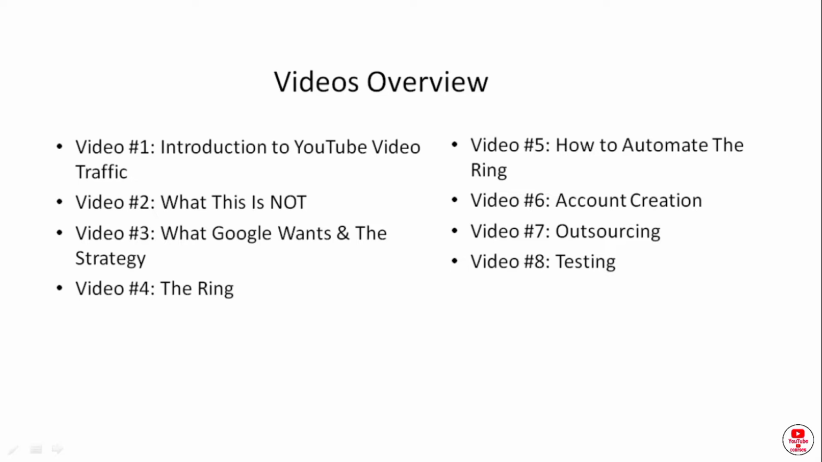Video number 3, we'll talk about what Google wants and the strategy. And then of course we'll dive into the strategy in video number 4, which is the ring. And we'll talk about how to automate the ring in video number 5. Video number 6, we'll talk about how to create accounts so that they don't get banned, so they last long term. And video number 7, we'll talk about outsourcing, all that, because yes, it definitely is a tedious process, but once it's set up, it can really help you rank really well. And of course, video number 8, we'll talk about how to test it out, how to make sure it works, what things to watch out for.